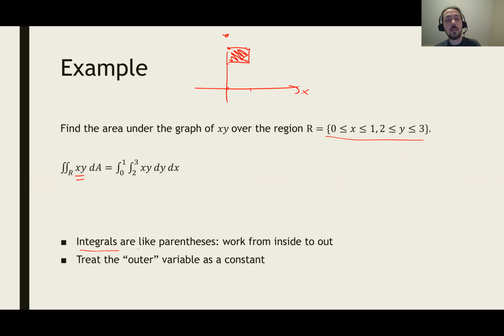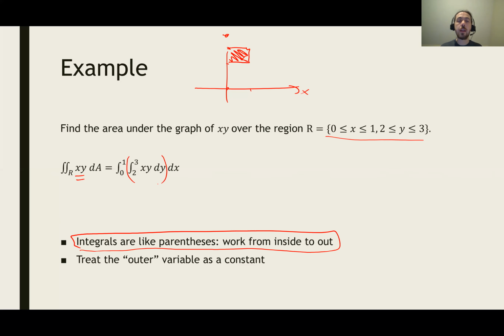So the first thing is that these integrals are like parentheses. We work from inside to out. So the first thing we should do when we do this integral is calculate the integral on the inside. Just like with partial derivatives, when we integrate with respect to y, we leave x alone. We treat it as a constant. So an antiderivative of x times y with respect to y is just x times y squared over 2. We find that, and then we evaluate it between y equals 2 and y equals 3.